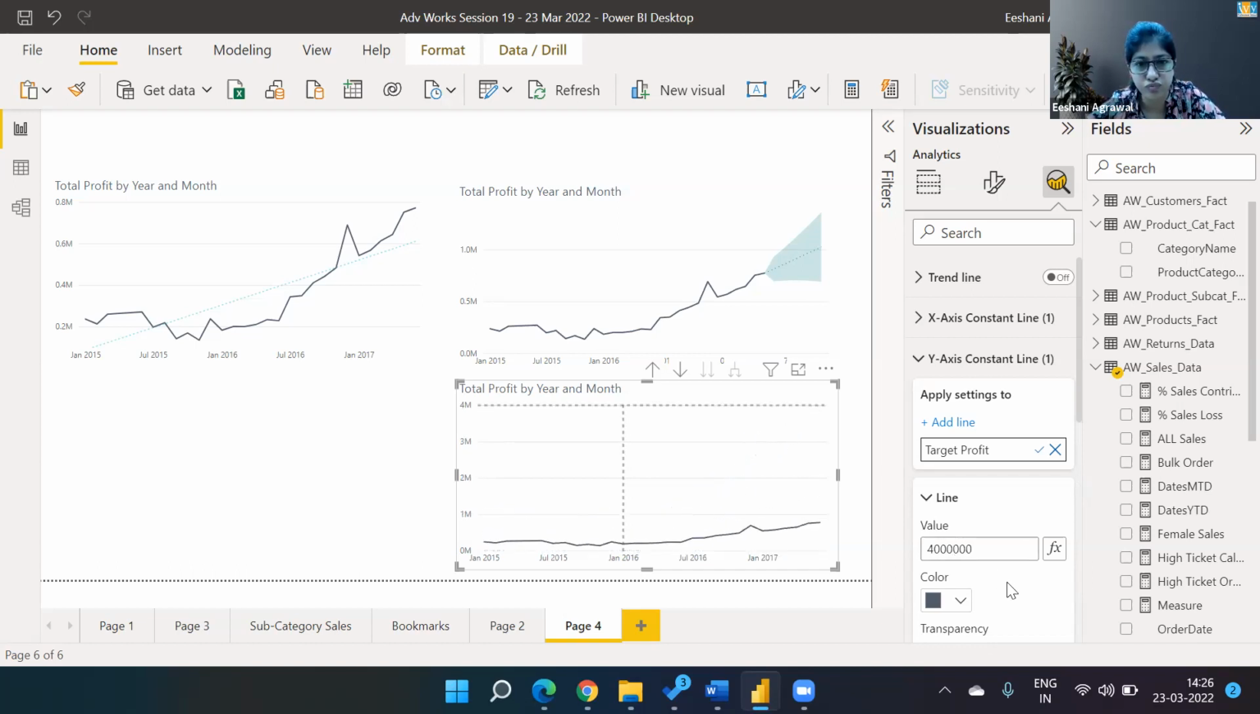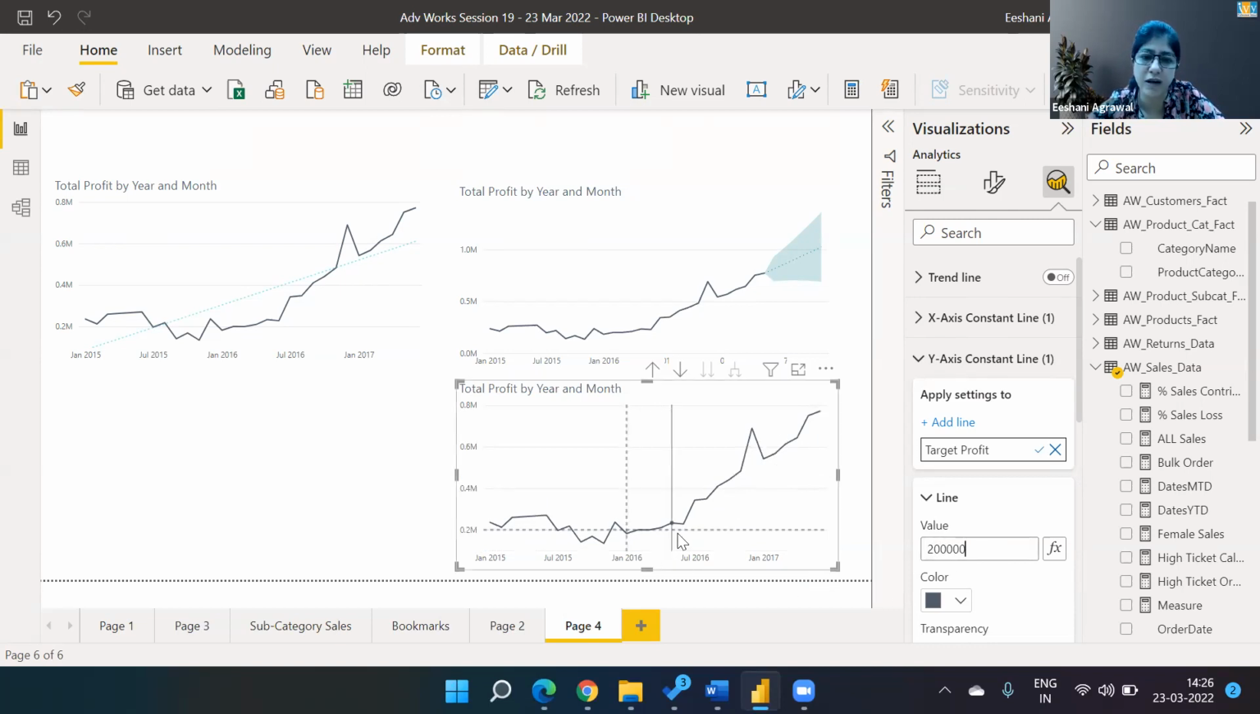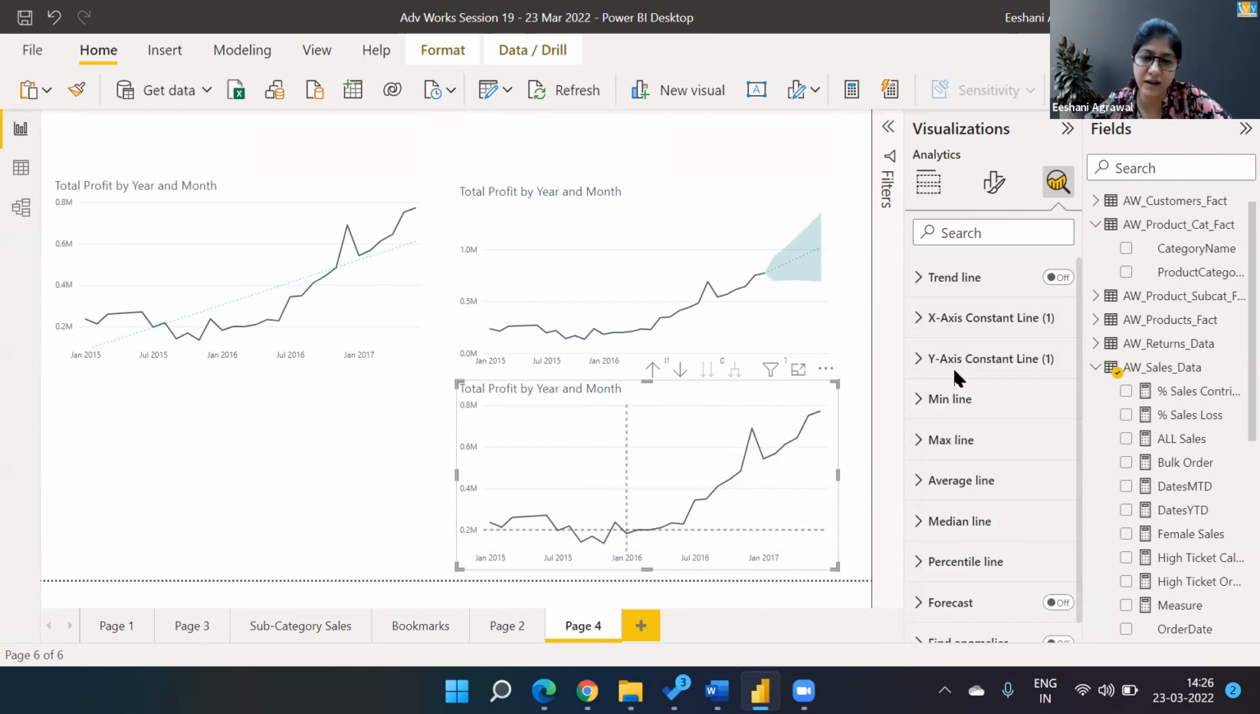4 million is too much. Let's put 2 million. This is also too much. It is point this. Okay, this is better. So let's say this was my profit line. This was one of the axes, and we can create charts in this fashion where we are dividing into quadrants to see in which quadrant a value lies. That is where your x-axis and y-axis constant lines come in.